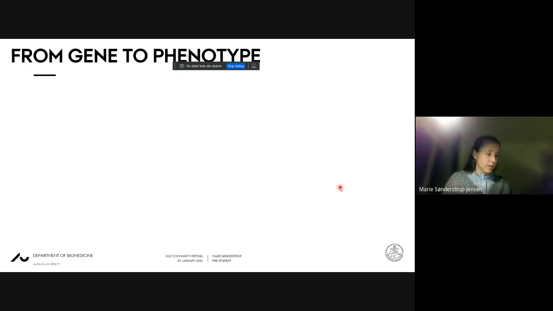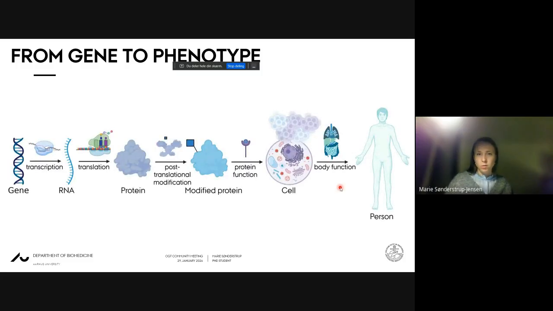Okay, so I'm gonna make a little bit of a shift now. So how can a change in a gene lead to a clinical symptom, or what we see as a phenotype? And this might be a little bit overwhelming, but I will walk you through it simply and slowly.